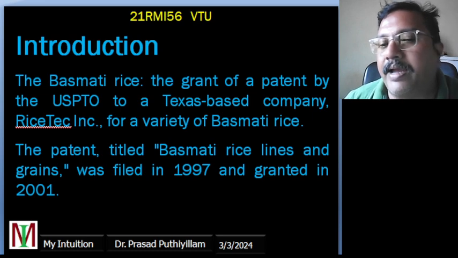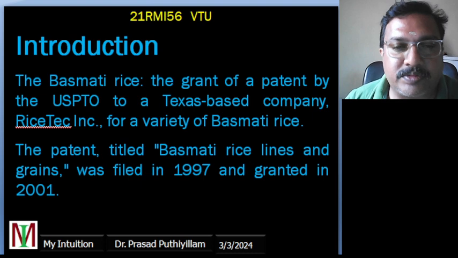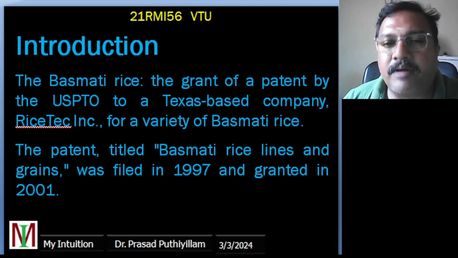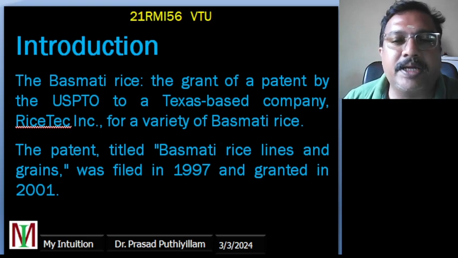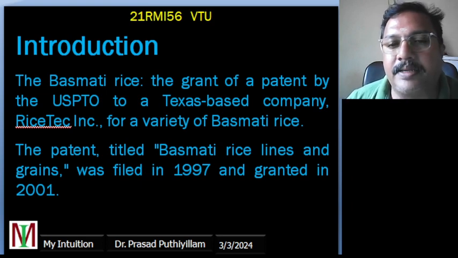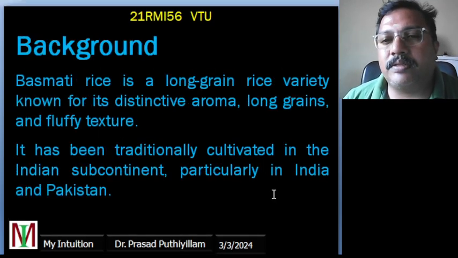It was filed in 1997 and it was granted the patent in 2001. The patent covered certain characteristics of the Basmati rice variety, including its elongated grains and the aromatic properties. Smell, aroma means smell. Okay, so that's about the introduction.